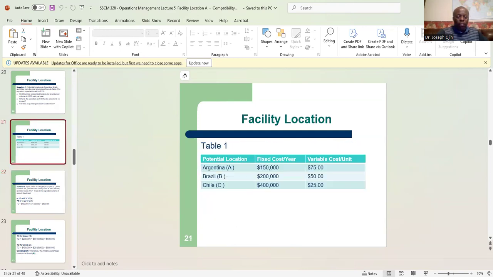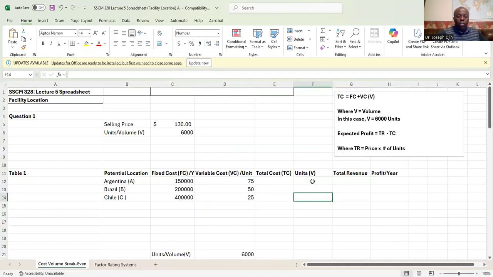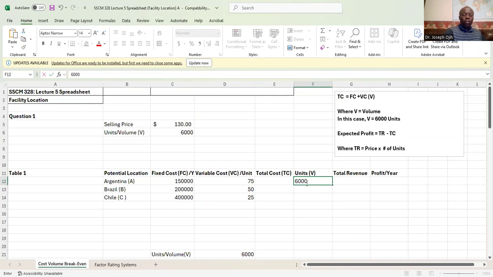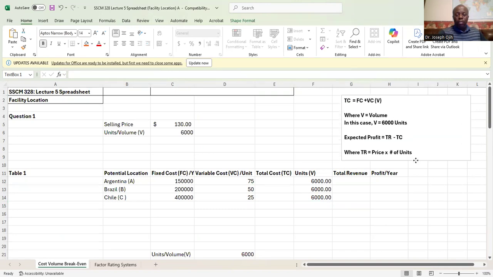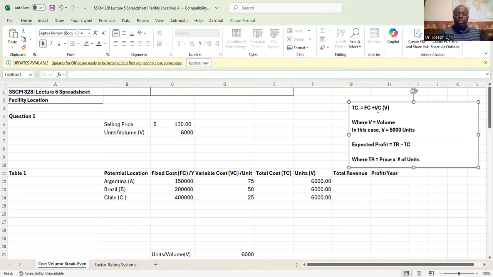What is in this presentation here, I put in the spreadsheet. That's right here. So let's put in the units, which is 6,000 units. Now with this, we can calculate the total cost. Look at the formula for total cost. I'm going to move this a little bit up. Okay, I'll bring it down a little bit. Fixed cost plus variable cost times volume.